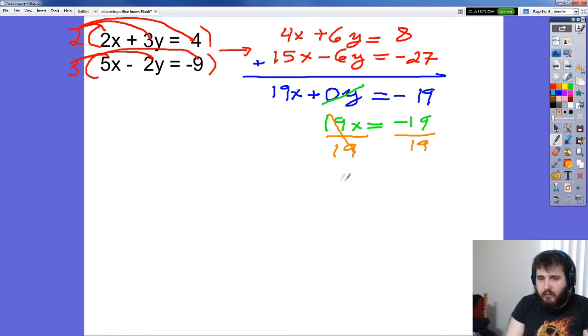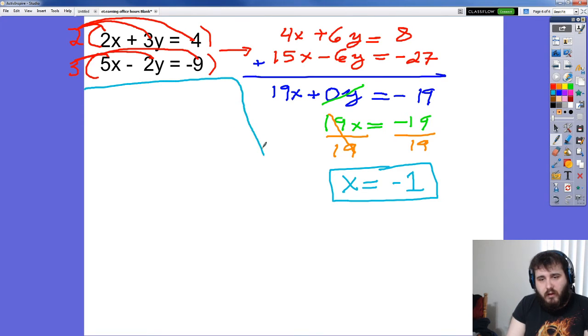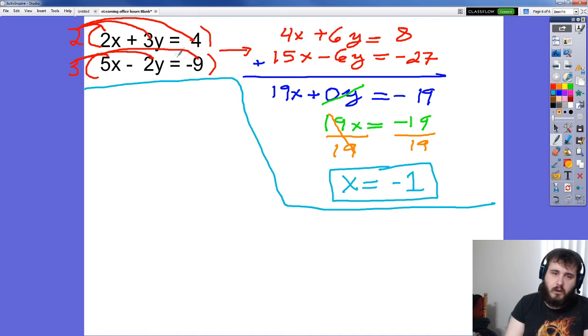From here, let's rewrite everything. X equals, well, what's 19 divided by 19? That's 1. And then there's a negative sign. So x here is negative 1. Now, the solution to this involves you having an x value and a y value, because you want to know where in space these two collide. We've got our x coordinate, we've got how far to the left or right it happens. We need our y coordinate, how far up and down it happens.